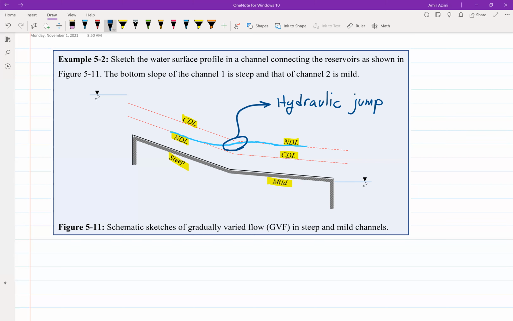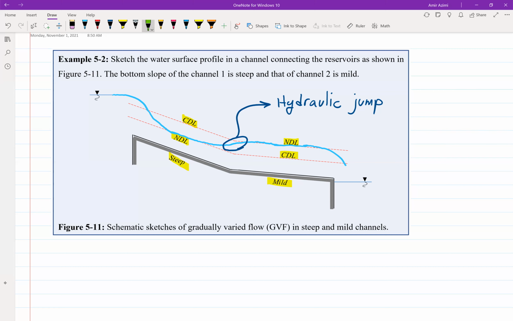Okay. So the water level at the upstream reservoir is above the critical depth line. So again, we are going to have a sharp connection from the gradually varied flow curve to the critical depth line. And then from the critical depth line to the normal depth line is going to be an asymptote. So like this. And the same thing from the normal depth line going to the critical depth line is going to be with a significant slope.